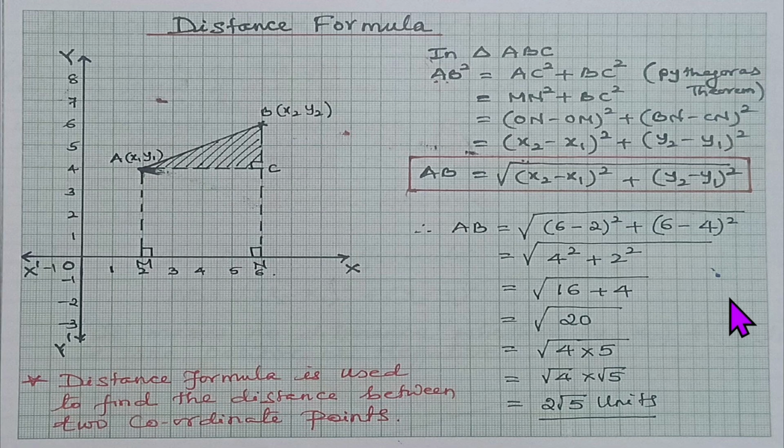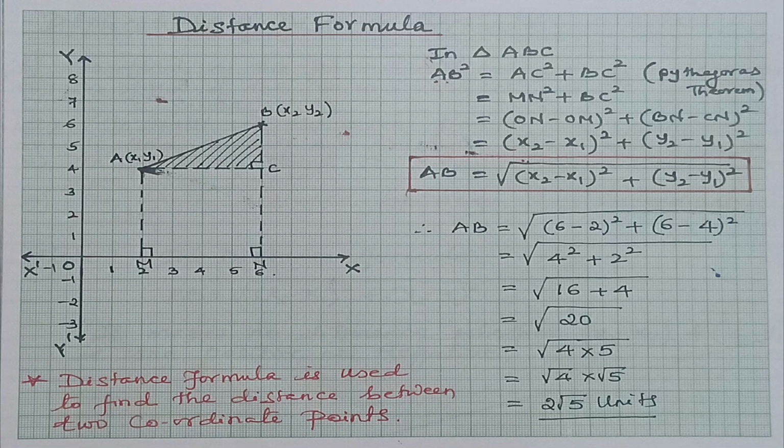Now this is distance formula, a very important formula, and this formula is used for different applications, but in particular we use this formula to find out the distance between two coordinate points in a coordinate plane. Now the formula is very simple. If you want to find the distance AB, that is between A(x1, y1) and B(x2, y2), then the formula is AB is equal to square root of (x2 minus x1) whole squared plus (y2 minus y1) whole squared.